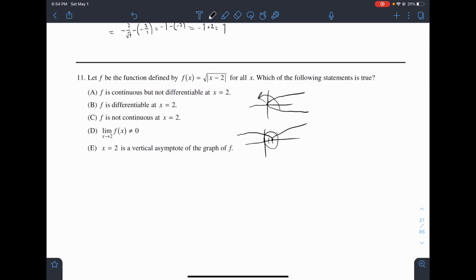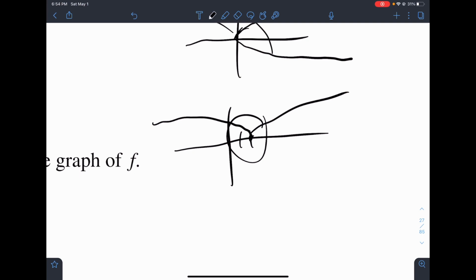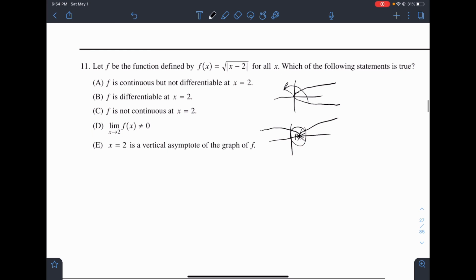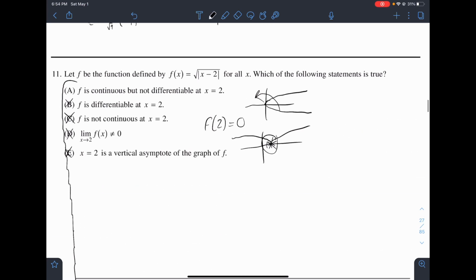And so corners, you can't really differentiate them because they don't have a slope. You can take any kind of tangent line slope you want, and it'll be valid. So not really differentiable there, but we know it's continuous because f of 2 will just be 0. So it's continuous, so it's not C, and we know that it is 0 because both sides go to 0, so it's not D. This obviously is not a vertical asymptote because f of 2 is defined, so it's not E either. Since we know it's a corner, it's not differentiable, so it's not B. So it's A. Awesome.